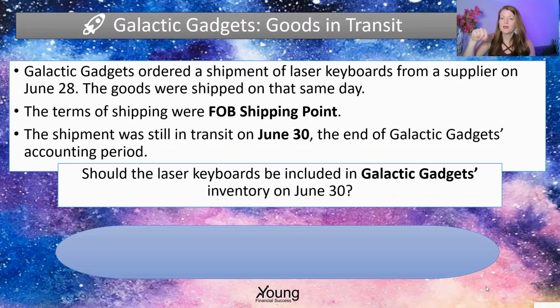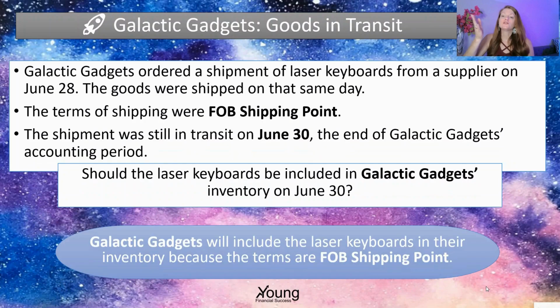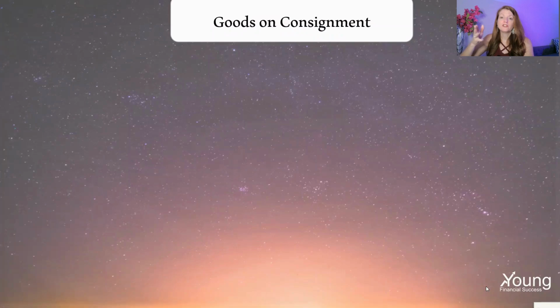I'm going to give you a second to think about that. It's FOB shipping point. It shipped on June 28th, but as of June 30th, it's still in transit. They have not received it yet. So should Galactic Gadgets include that in their inventory? Since it's FOB shipping point, it transferred to Galactic Gadgets the day that it shipped. They will include the laser keyboards in their inventory because it's FOB shipping point. So as of June 28th, Galactic Gadgets will start showing it as their inventory. So it's really important to understand the difference between shipping point and destination for questions like this.